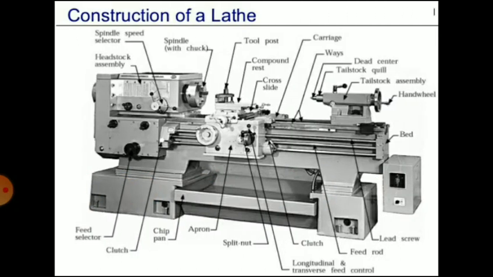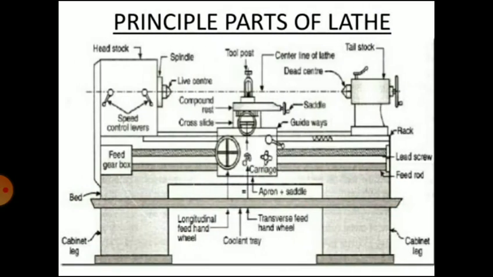So this is a lathe machine. The construction of a lathe. You can see the main parts of the lathe. Another diagram will indicate the main parts of the lathe. So this is a block diagram of the lathe.